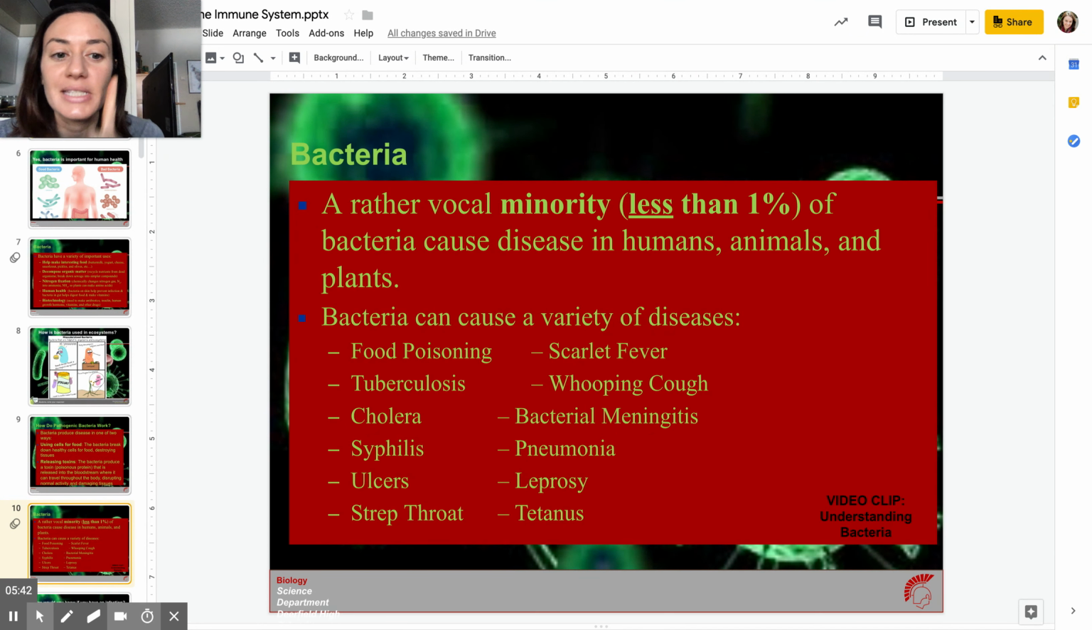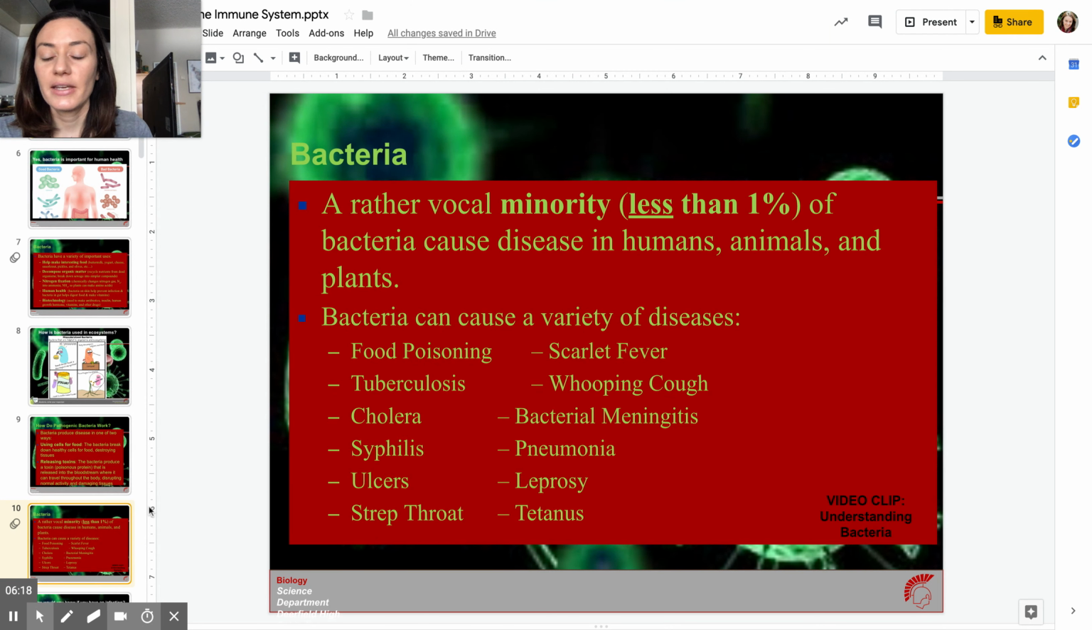Less than 1% of bacteria is bad. Only 1% of bacteria can actually cause disease in humans, animals, and plants. So who has had food poisoning before? Have you had food poisoning where you ate something bad and then you threw up? Okay. So that is caused by bad bacteria. Things like, what's in chicken, like E. coli, that type of thing.